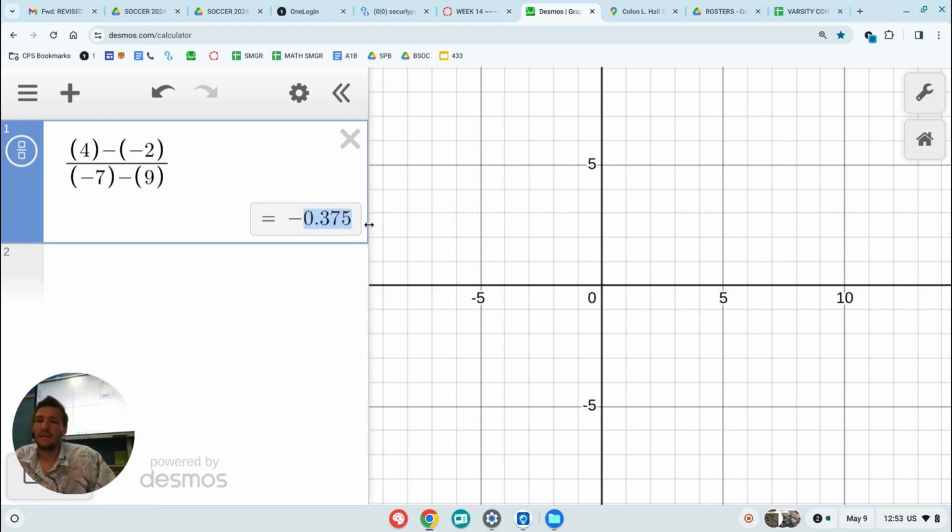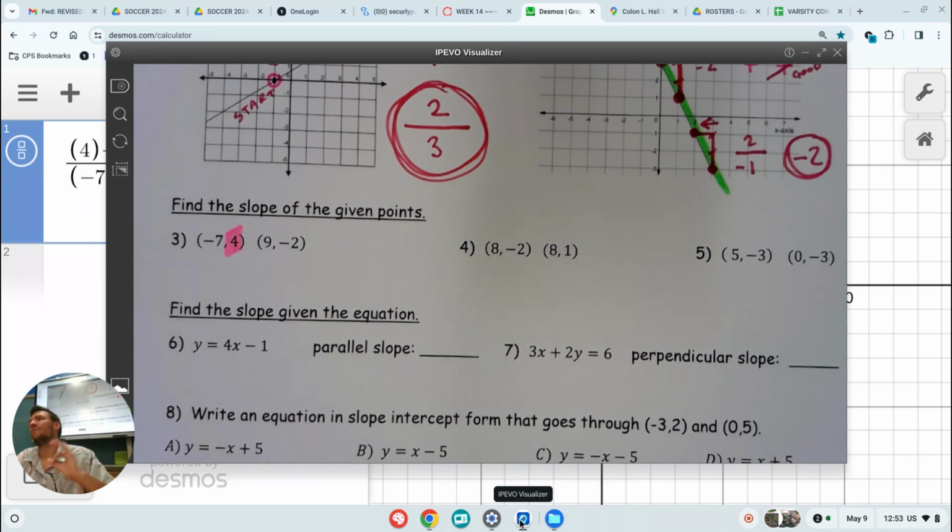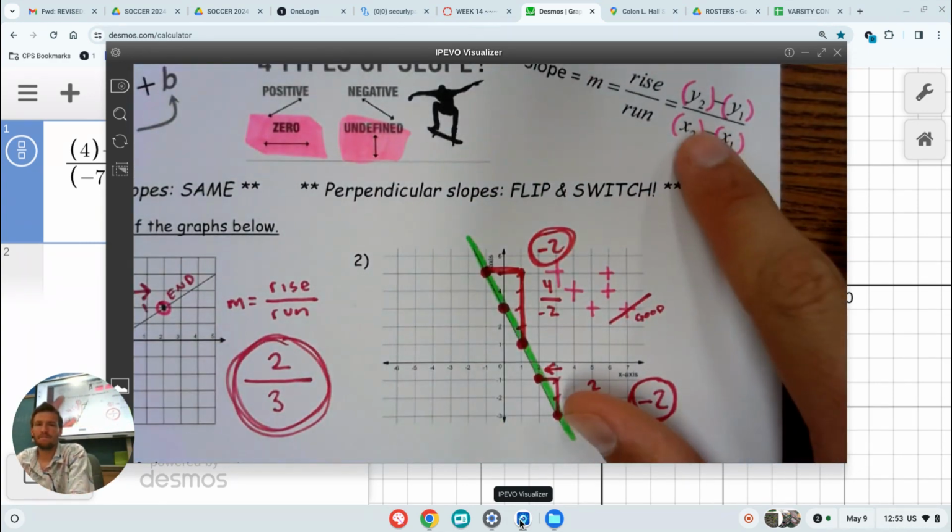Shouldn't it be the x on top? Nope, because remember we're doing rise over run, and it's the y that takes us up and down. Look, we got it right here, Brandon. Y is on top.